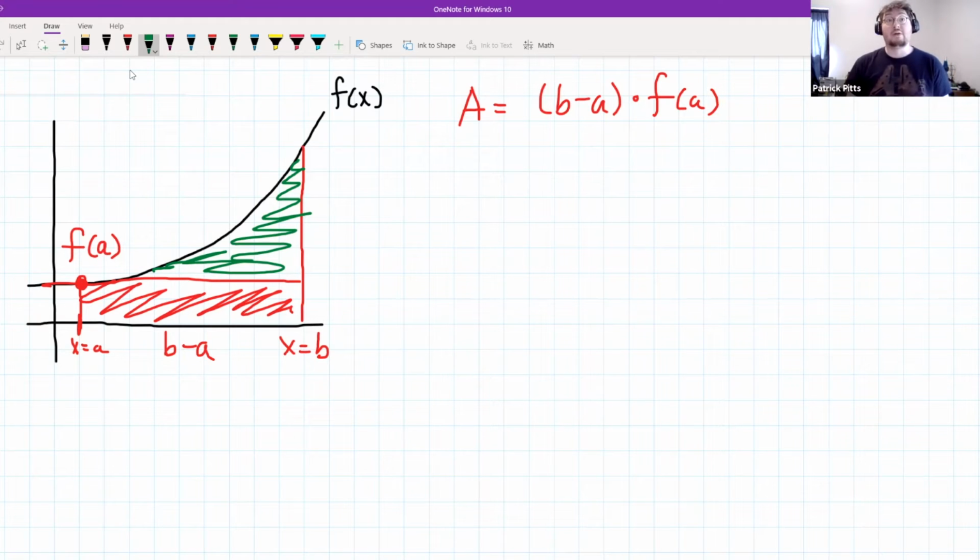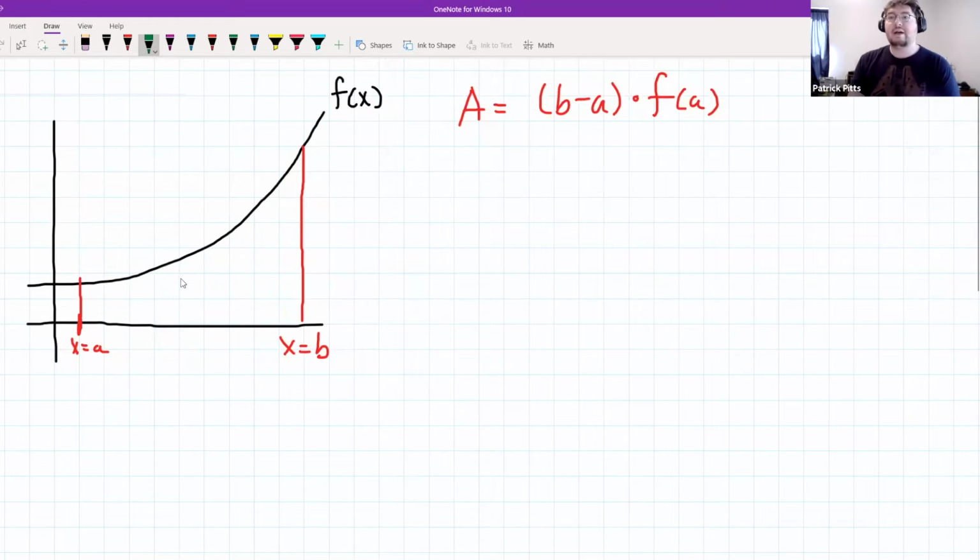Instead of using one really horrible rectangle, maybe we could try two. So I'll make a midline right here, and I'll make two rectangles. There's one rectangle right there, and a second rectangle right here. How big are these rectangles? Since I cut this in half, the width of each rectangle is going to be b minus a over 2.